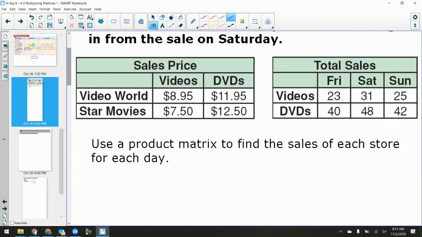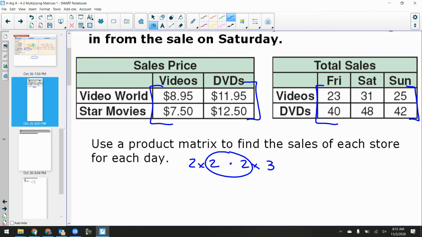So what I'm going to do here is take this 2 by 2 matrix and multiply it by a 2 by 3 matrix. Now, can I even do that? Well, let's check. I've got a 2 by 2 times a 2 by 3. Can I multiply? Yes, I can. Now, take a look even further in.